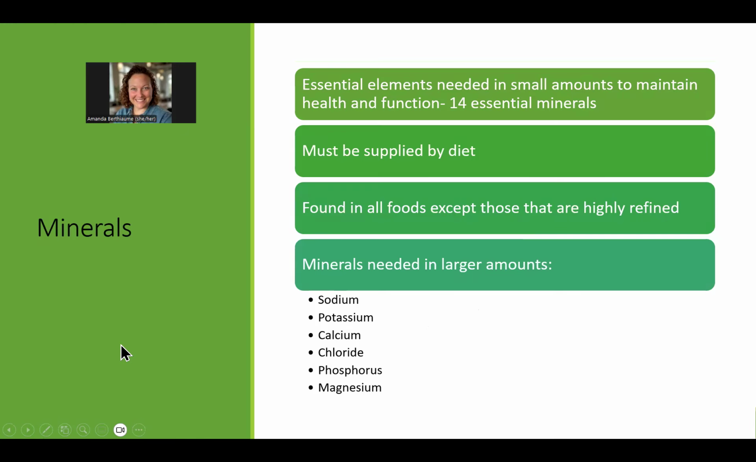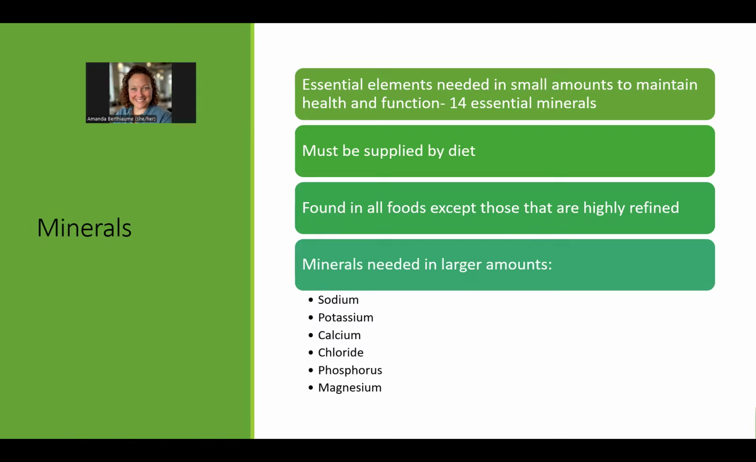Minerals. There are 14 essential minerals, and essential means that you need them. You must have them to maintain health and function. They must be supplied by the diet, right? You're not getting them anywhere else but consuming them. And they are found in all foods except those that are highly refined, right? So highly packaged and processed. Minerals that are needed in larger amounts to maintain health are sodium, potassium, calcium, chloride, phosphorus, and magnesium.